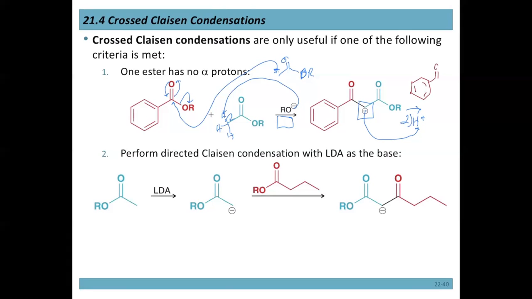So just remember, in the Claisen reaction, you're going to need to work it up with a little bit of acid, not too strong, but a little bit of acid to actually get the neutral product.